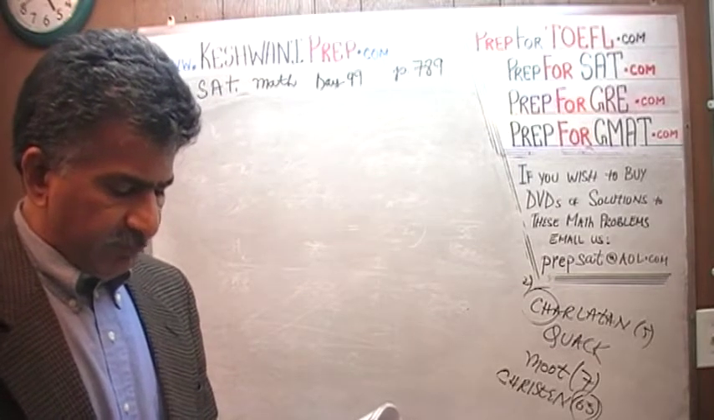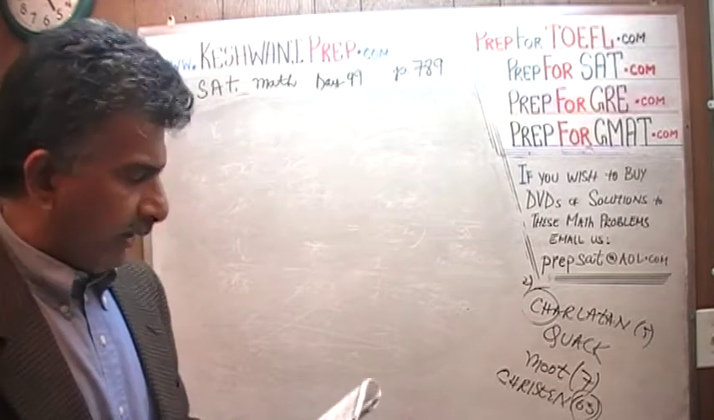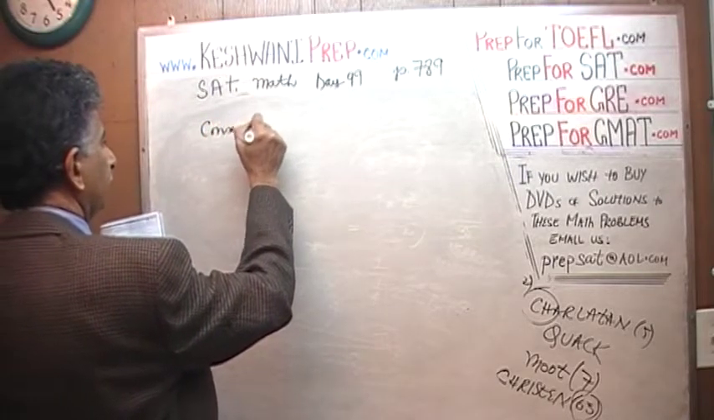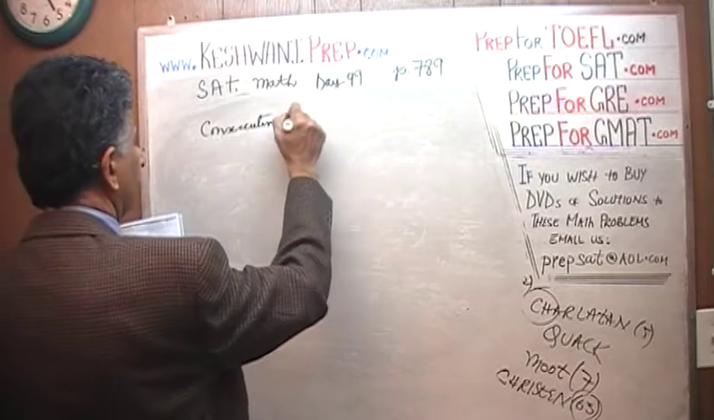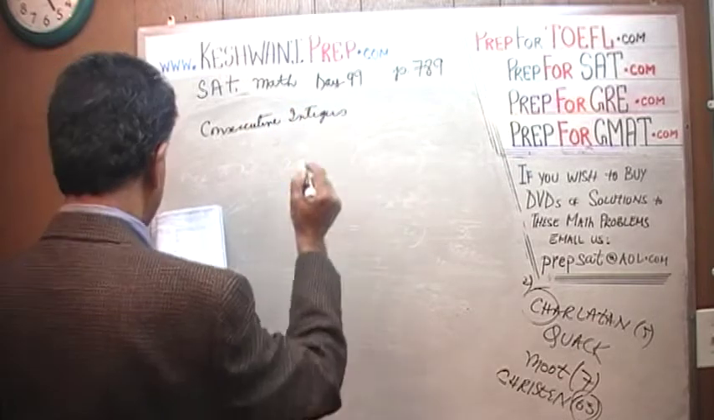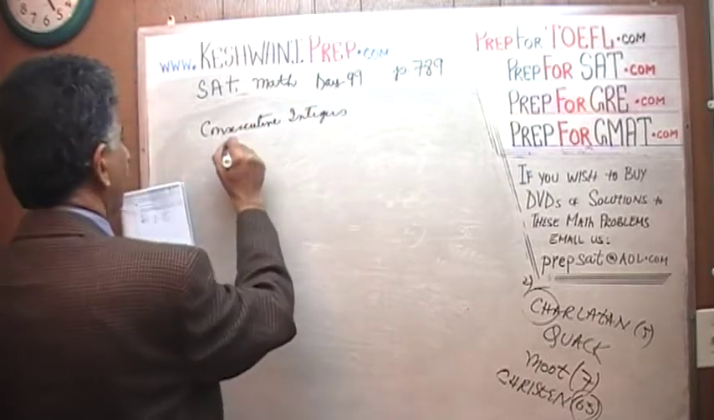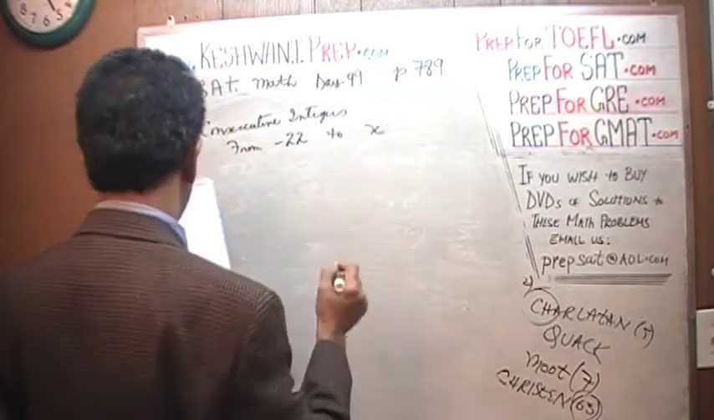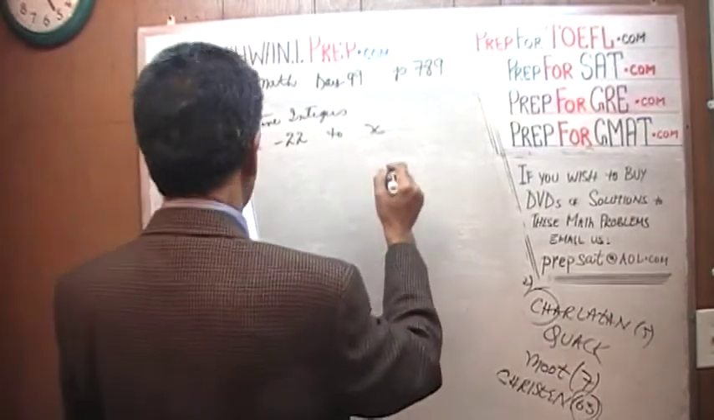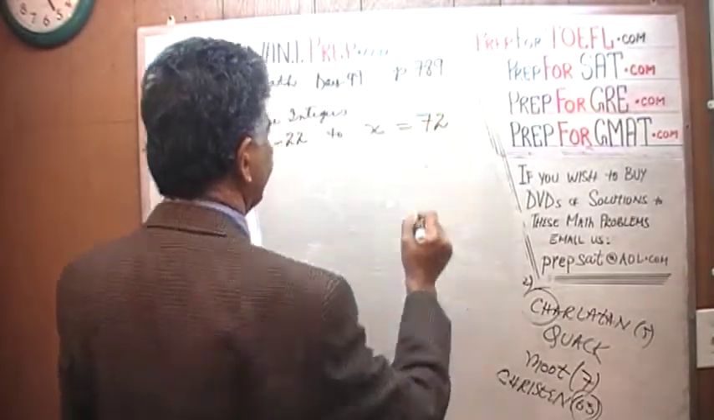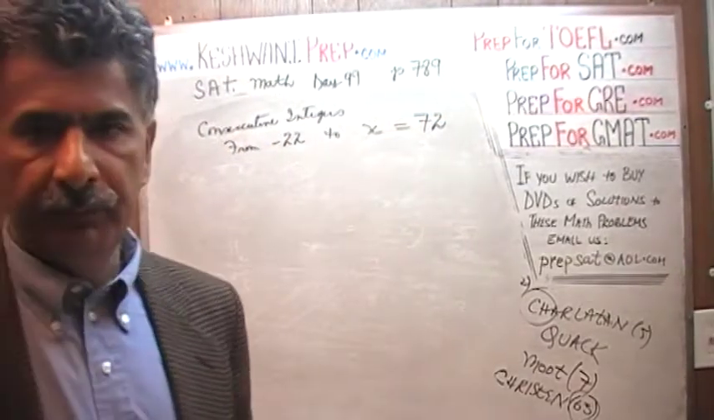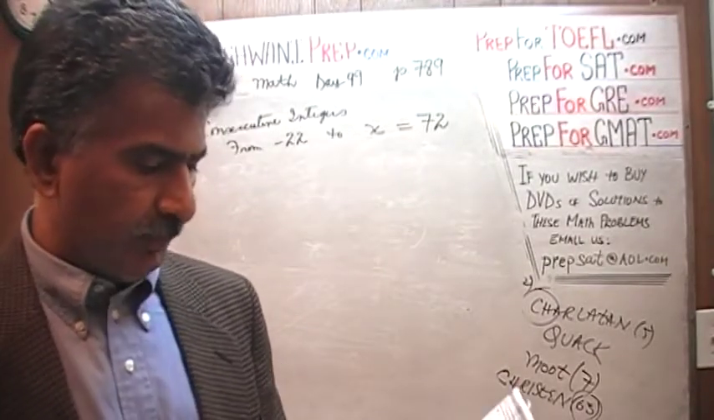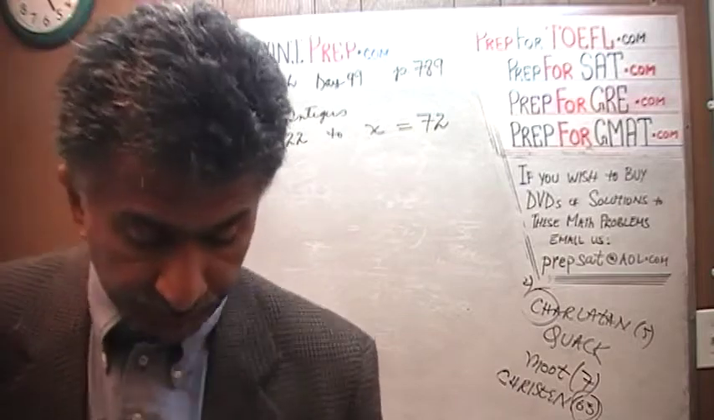If the sum of consecutive integers from -22 to x, so we know that they are consecutive, inclusive, alright? So we have to include the -22 and we have to include the x. We have to include the endpoint. They tell you the sum is 72. The question is, what's the value of x? Well, let's find out, shall we?